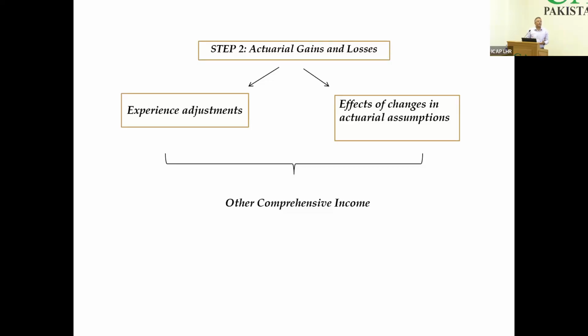Let's say there is a change in the discount rate, there is a change in the annual increment rate; the actuary in the second report changed different variables. So there will be actuarial adjustments. Whatever the effect of actuarial adjustments or experience adjustments, that is not recognized in the profit or loss account, that is recognized in other comprehensive income.